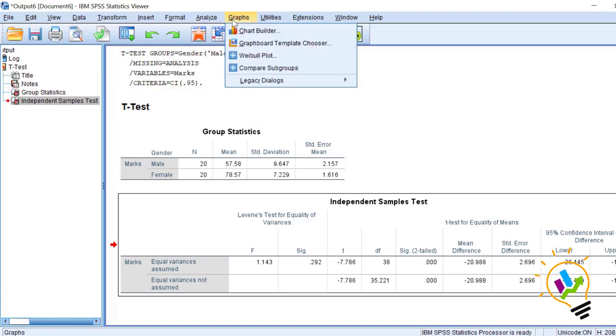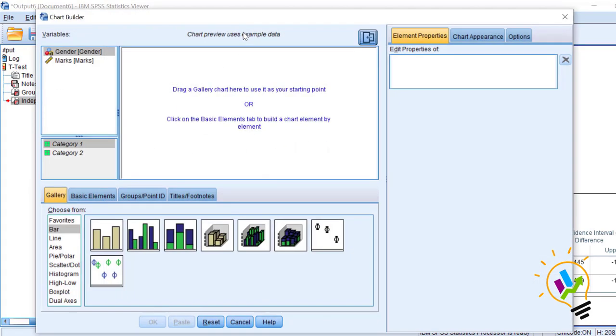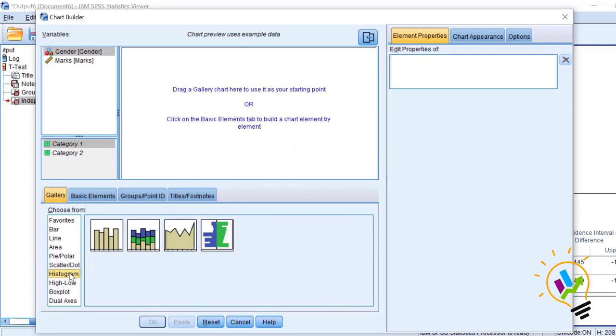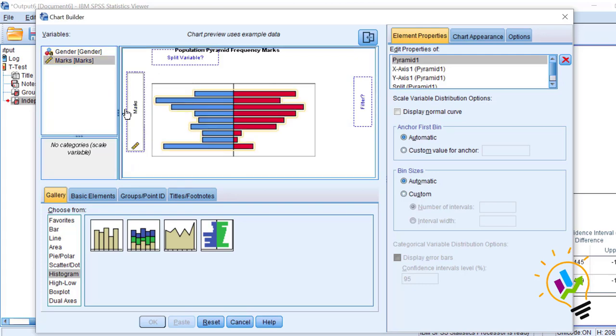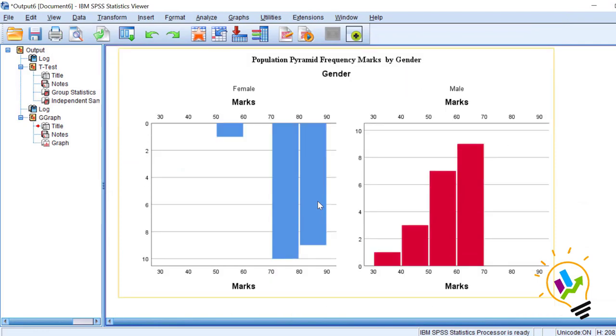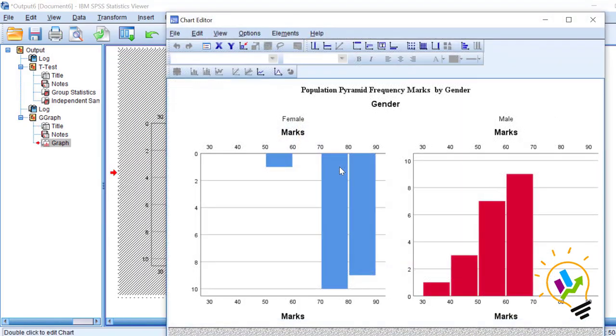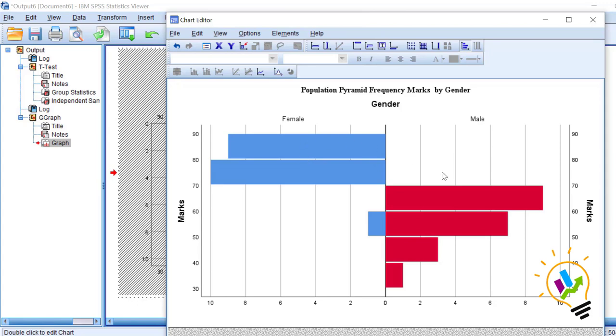For this, in the graph chart builder, we will select histogram. In this we will be selecting this population pyramid. Right. In this we will take marks as distribution variable and gender as split variable. Click OK. Now this is the chart we got. Now double click on that. We are in chart editor. Select this transpose chart. Now we can see both female and male on the same chart.